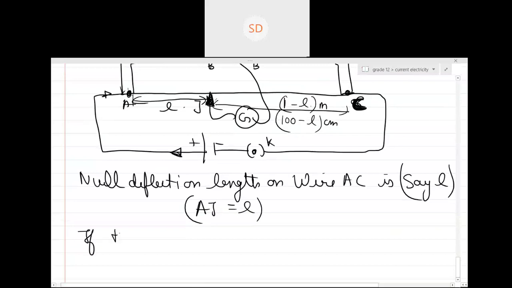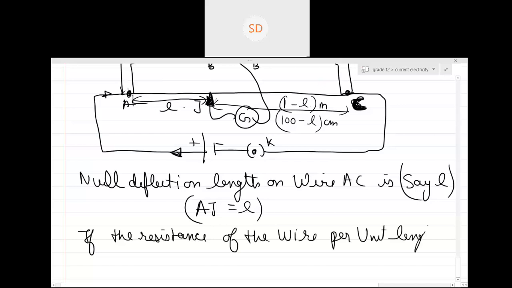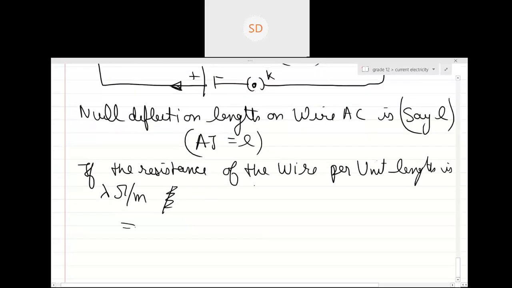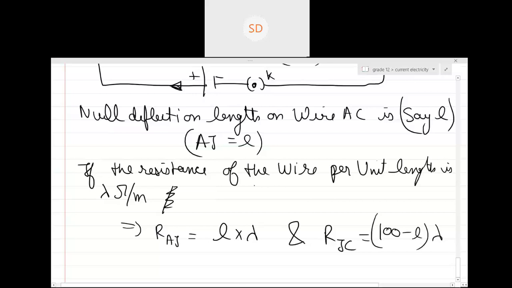So now, if the resistance of the wire per unit length is lambda ohm per meter, then the resistance of AJ is equal to L multiplied by lambda, and the resistance of JC will be 100 minus L multiplied by lambda.